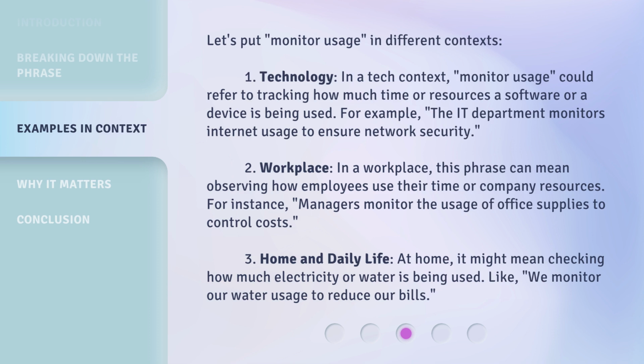2. Workplace. In a workplace, this phrase can mean observing how employees use their time or company resources. For instance, managers monitor the usage of office supplies to control costs. 3. Home and daily life. At home, it might mean checking how much electricity or water is being used. Like, we monitor our water usage to reduce our bills.